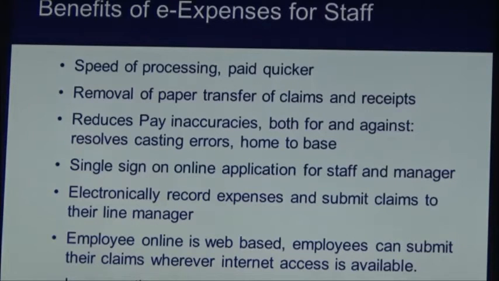As I mentioned, there's a number of expense claims that payroll see and process each month. They do find that there's a number of pay inaccuracies, both for and against. So if someone was to deduct their home to base where they shouldn't, or not deduct it where they should, the system does deduct your home to base automatically if you start at home. And also the system will cast your mileage on a cumulative basis. So as you're going through the month, day by day, there's a summary to indicate what you are claiming for. For managers and staff, it's the same system you sign on to. It's just a separate tab. You have a tab for claims and a tab for approvals.